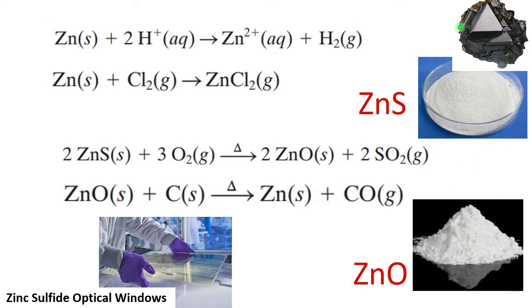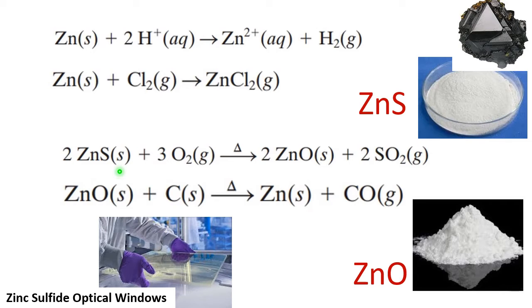Zinc is usually found in form of zinc sulfide ores, and this is how it is processed. Metal zinc easily reacts with acid to make zinc 2+ hydrated ions in water and hydrogen gas. It also reacts with oxygen or with halogens to make zinc 2+ compounds.